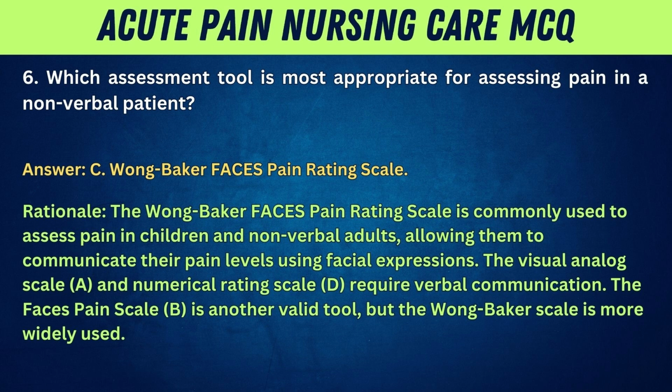Rationale. The Wong-Baker Faces pain rating scale is commonly used to assess pain in children and nonverbal adults, allowing them to communicate their pain levels using facial expressions. The visual analog scale, A, and numerical rating scale, D, require verbal communication. The Faces Pain Scale, B, is another valid tool, but the Wong-Baker scale is more widely used.